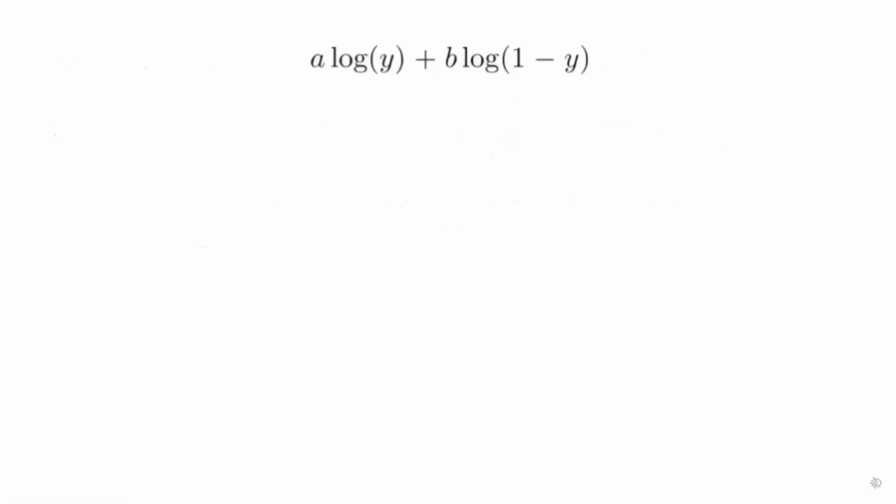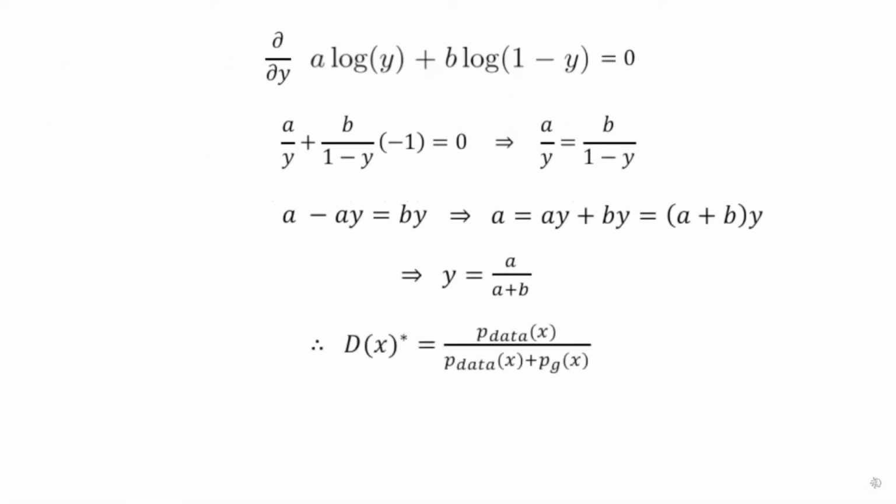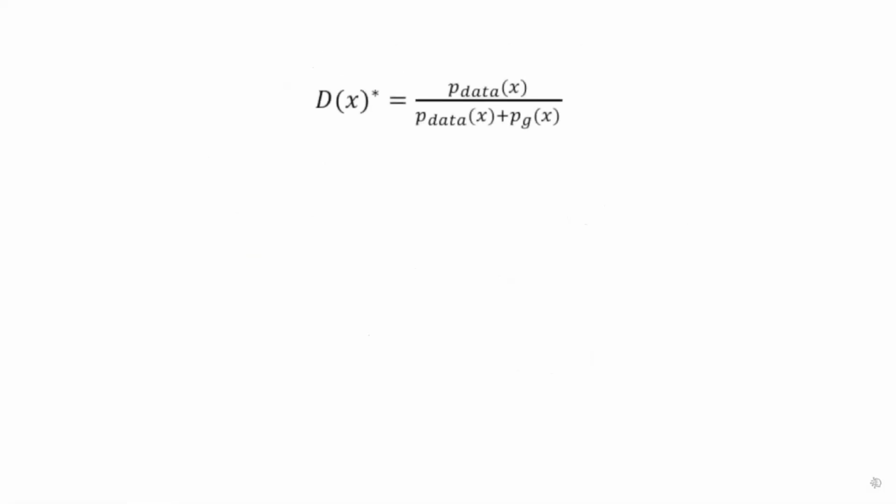To find the maximum for this expression, we can apply the classic calculus trick of setting the derivative equal to 0 and solving to find the extremum. Applying this gives the following equation, which with a little algebra simplifies to this. We continue our simplification until we end up with this solution. If we then plug in the original variables for a and b, we recover our final form for the optimal discriminator.